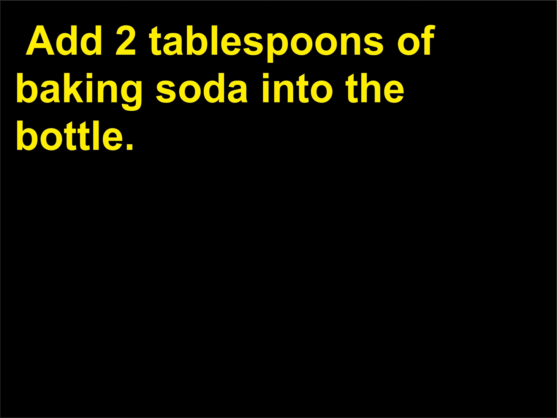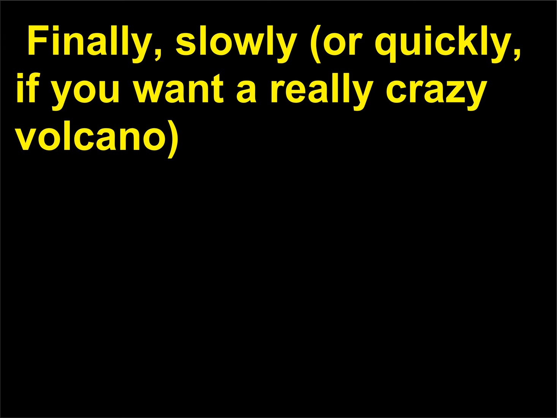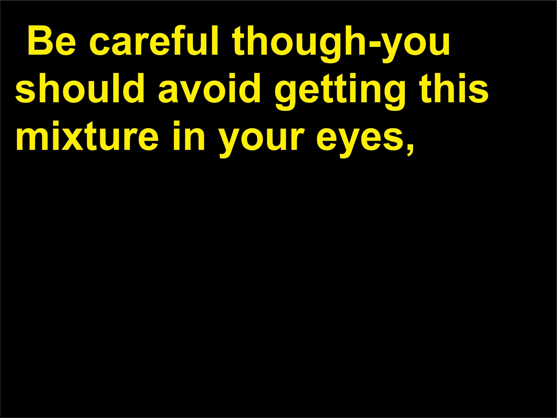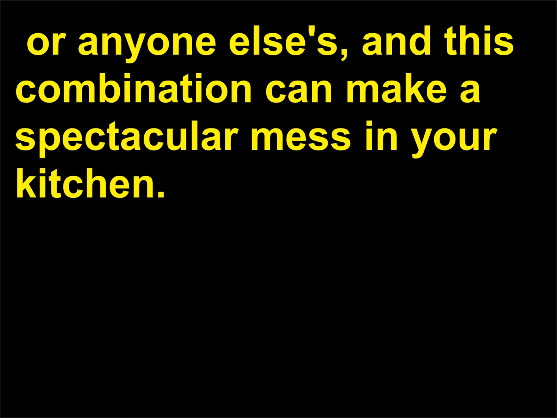Add 2 tablespoons of baking soda into the bottle. Finally, slowly, or quickly if you want a really crazy volcano, add vinegar to the bottle, and prepare to witness the eruption. Be careful though, you should avoid getting this mixture in your eyes or anyone else's, and this combination can make a spectacular mess in your kitchen.